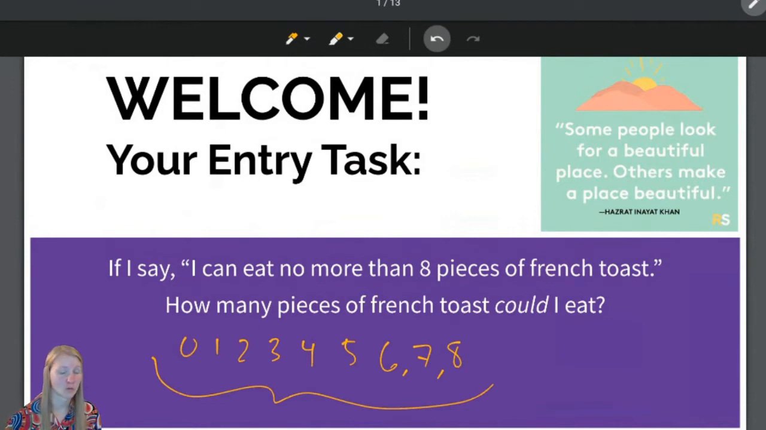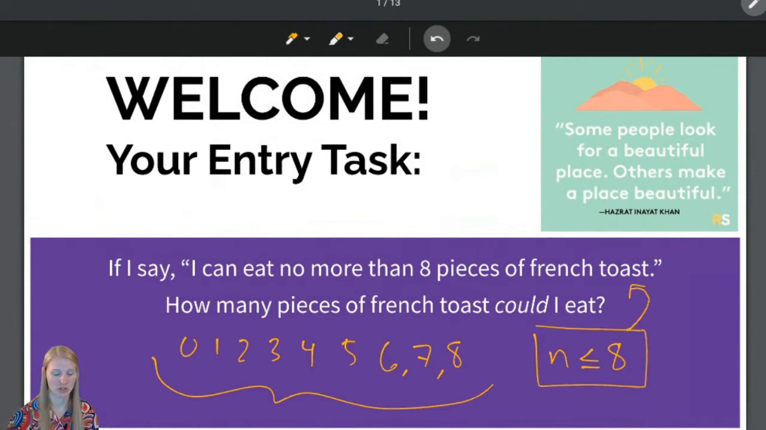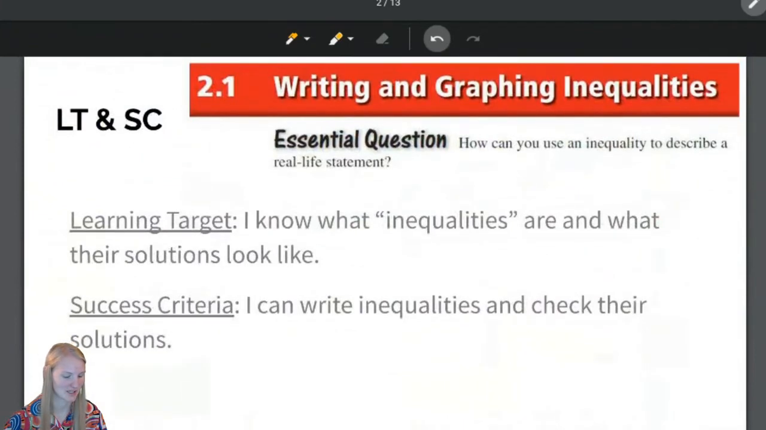A mathematical way of writing this would be that the number of pieces of French toast I could eat, n, let's call it, cannot be more than 8. So it needs to be less than or equal to 8 pieces of French toast. So this is the mathematical way of answering this question. Now, if you don't exactly know what this symbol means or what this statement says, that's okay. That's what we're going to learn about today and throughout all of chapter 2. So, let's get right into it.